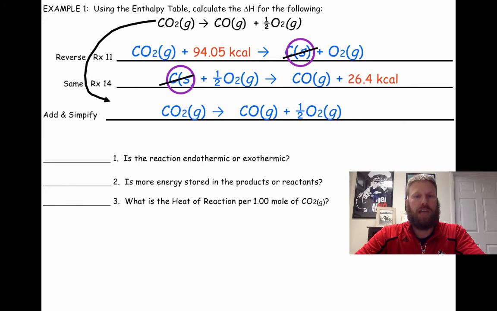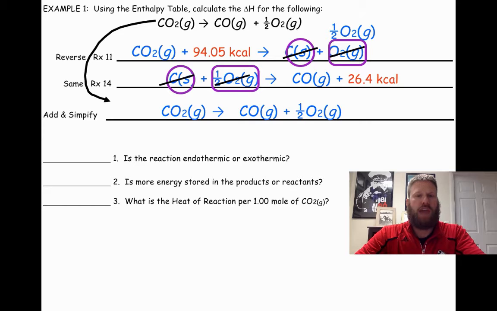Oxygen will also cancel in the second reaction. One oxygen is produced in the first reaction, while a half oxygen is a reactant in the second reaction. The 1/2 oxygen will cancel, and the O2 in the first reaction will become 1/2 O2. The same concept applies for the enthalpy values.